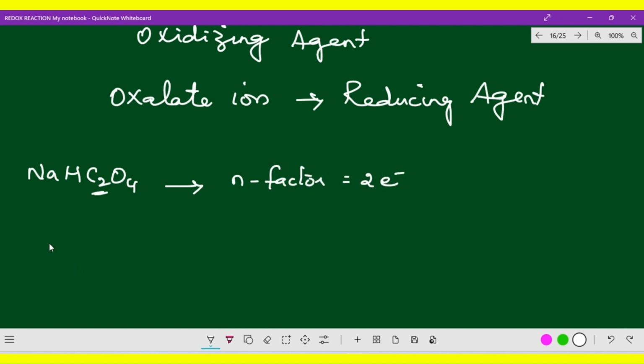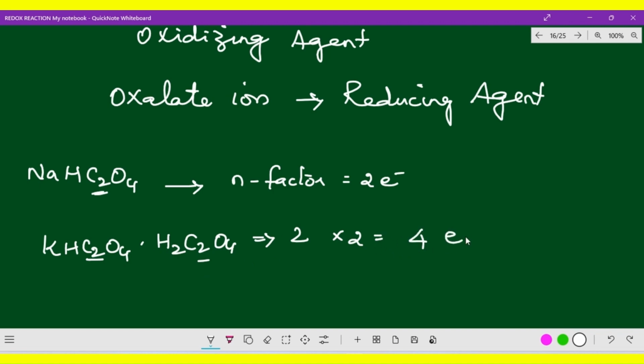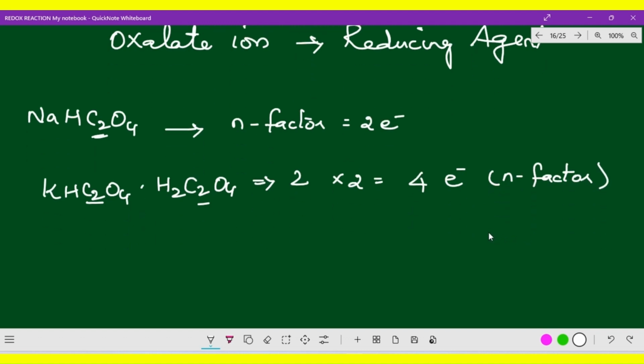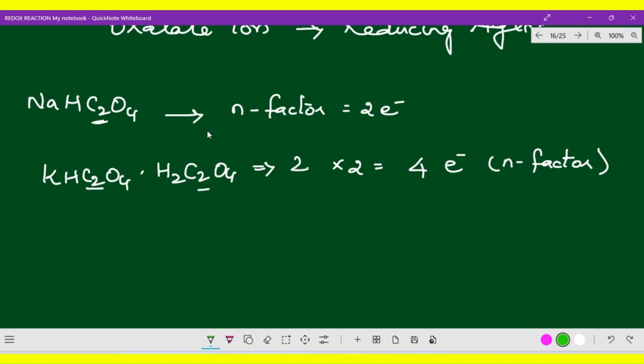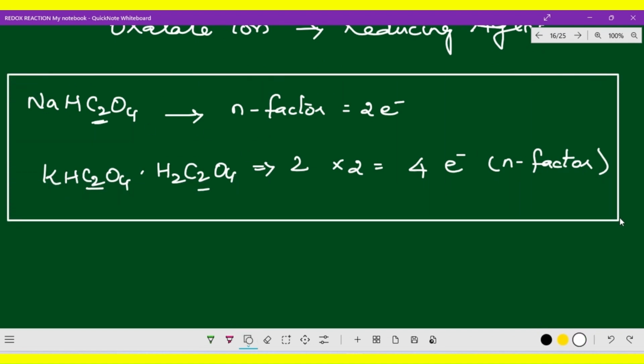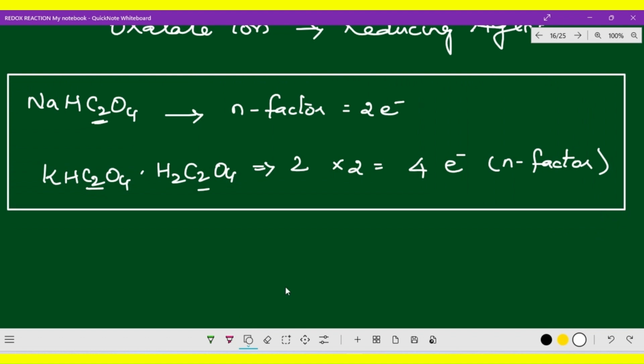Right, and the same way this mixture, KHC2O4 dot H2C2O4. For this you will get 2 into 2, because here 2, here 2. So both together, 4 electrons. That is the N factor. How many electrons are exchanged, that is the N factor. Right, now you got the idea about the N factor of these both. Please remember that we require the N factor to find the equivalent mass.